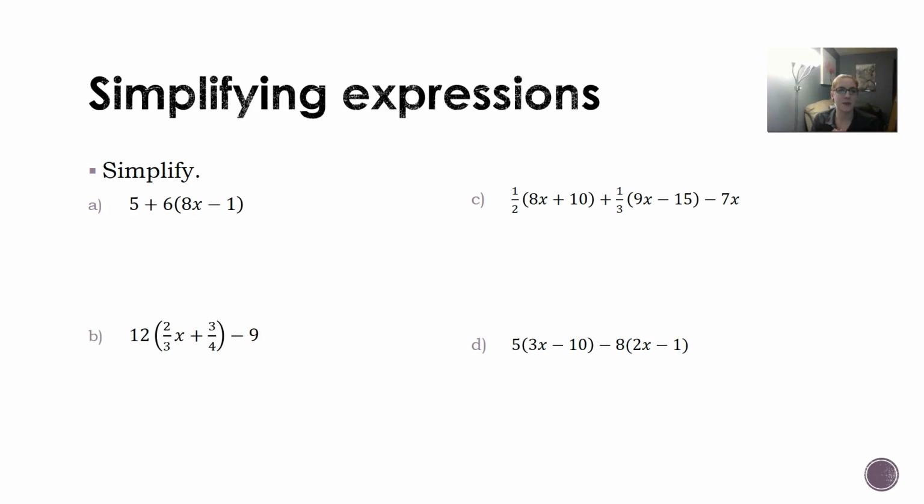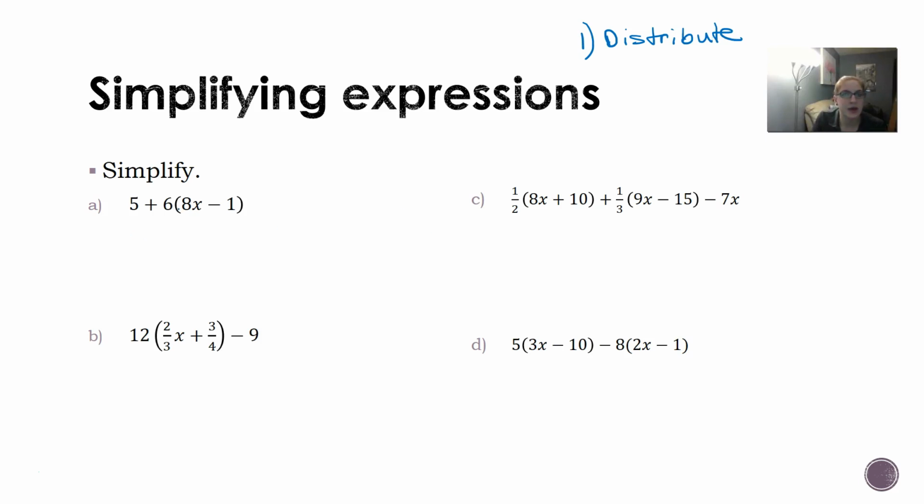Let's go through an example. So here we have several examples, but let's start with A. Don't worry about the other ones. We'll get there later. No worries. So the first problem is 5 plus 6 times 8x minus 1. Step one, distribute.